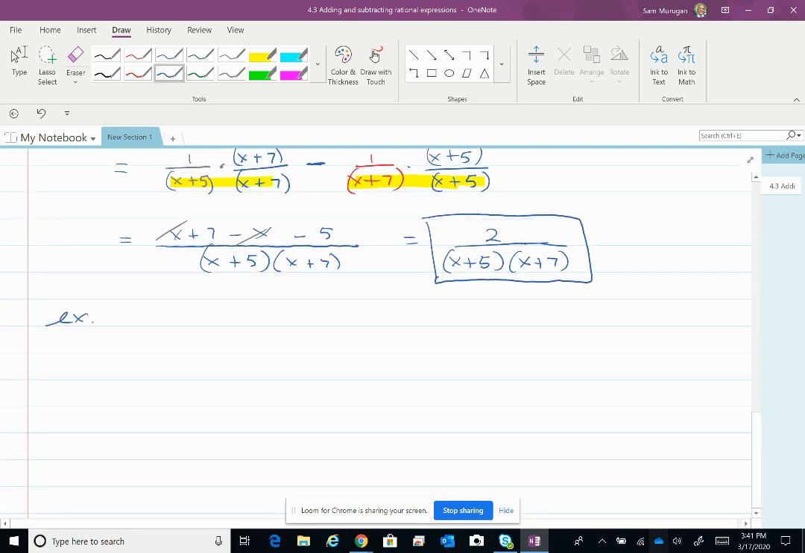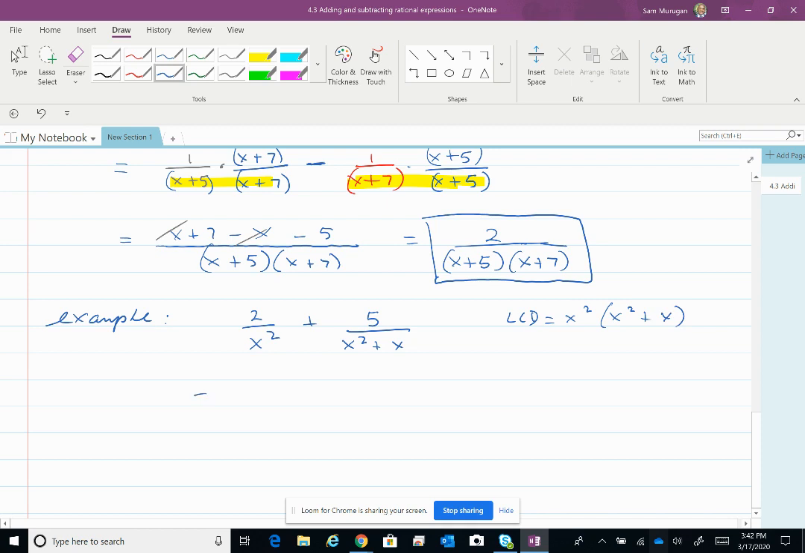Example, 2 over x squared plus 5 over x squared plus x. So we can't divide x squared into x squared plus x. So once again, the LCD is x squared into x squared plus x.